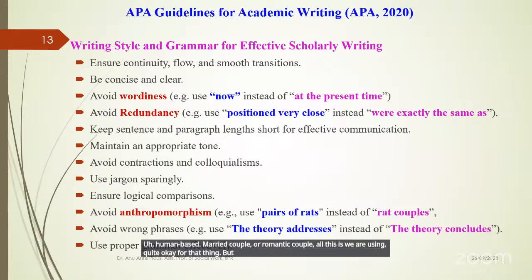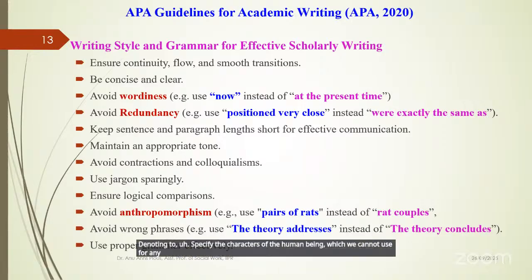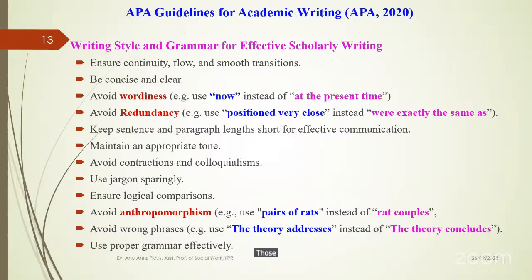But if you are going with an experiment with rats, in that case we can't use the term rat couples. Couples is a term denoting the characteristics of human beings, which we cannot use for any animals. Instead, if you're going with the rat as an experimental animal in your study, then you can use the words pairs of rats. So you have to find the appropriate word which represents those animal characters. This is one important aspect we need to look into.